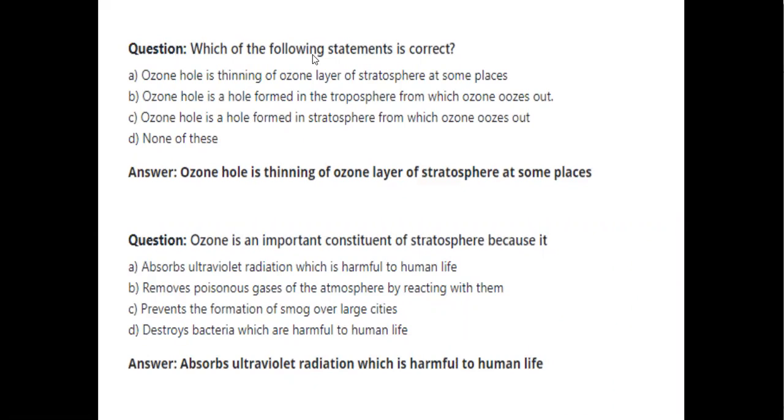Which of the following statements is correct? Ozone hole is thinning of ozone layer of the stratosphere at some places. Yes, it is at some places, so option A is the right answer here. Ozone is an important constituent of stratosphere because it absorbs ultraviolet radiations, which are harmful to human life. Yes, it absorbs ultraviolet radiations, which are harmful to human life. So option A is the right answer. It removes poisonous gases? No, it does not remove any poisonous gases. Prevents the formation of smoke and destroys bacteria? No, it does not destroy any bacteria. So option A is the right answer here.